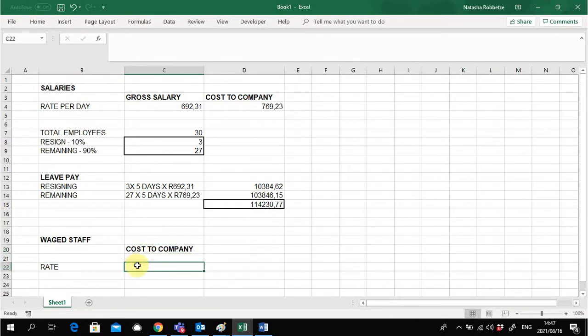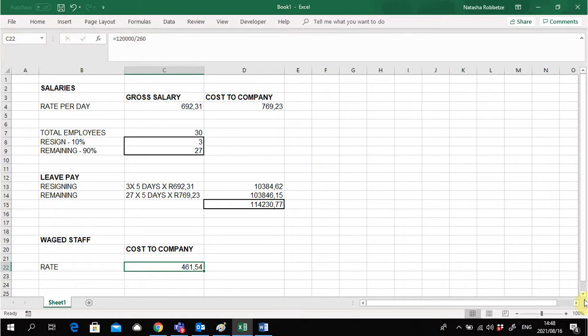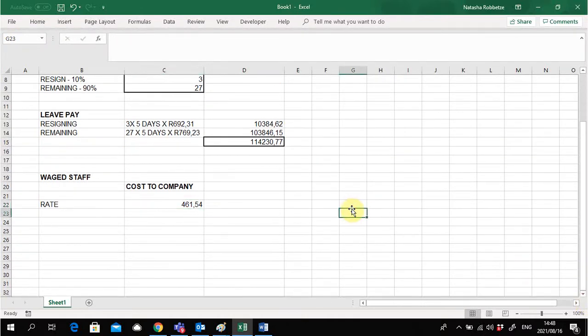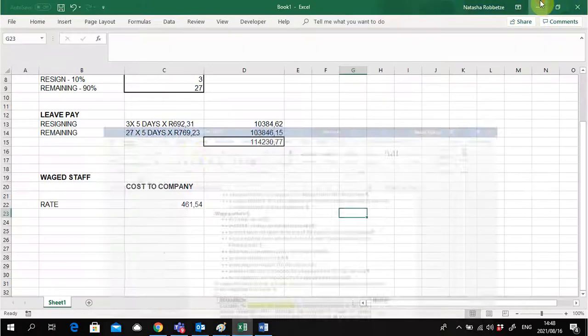it is going to be the amount that they earn per year. So the cost to company is 120,000 Rand a year, and there's 260 days in a year, and I need to round that to 2 decimals. Right. Now that I have a rate, I can go and see what are the days that are being carried forward. And if I look at my question, we are only allowed to carry forward 4 days, because even though they have 6 days, the maximum for next year that can be carried forward is 4 days.